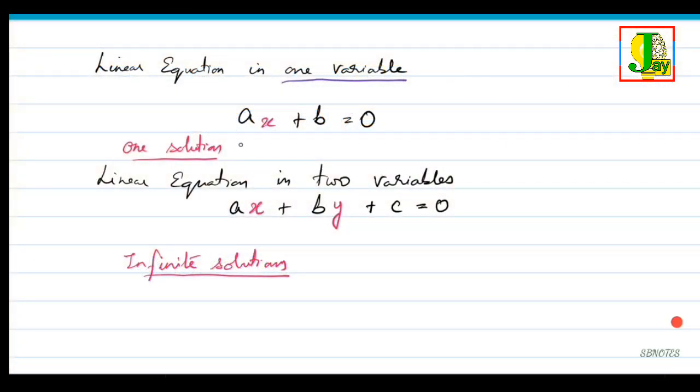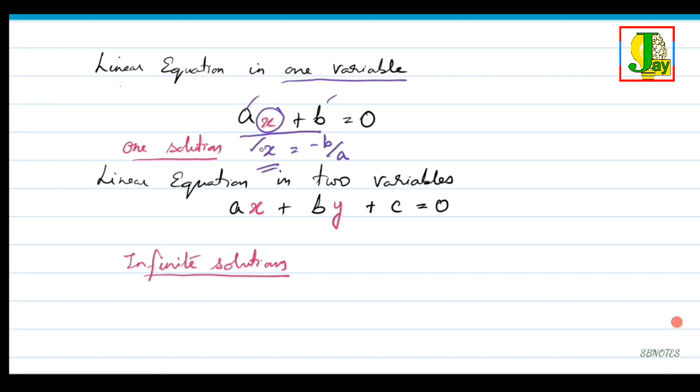In previous classes you might have understood that a linear equation in one variable has the general form ax + b = 0. This is an example of a linear equation in one variable where x is the variable and a and b are real numbers. The solution, that means the value of x that satisfies this equation, is only one: x = -b/a. If you put -b/a in place of x, the left hand side and the right hand side are equal.